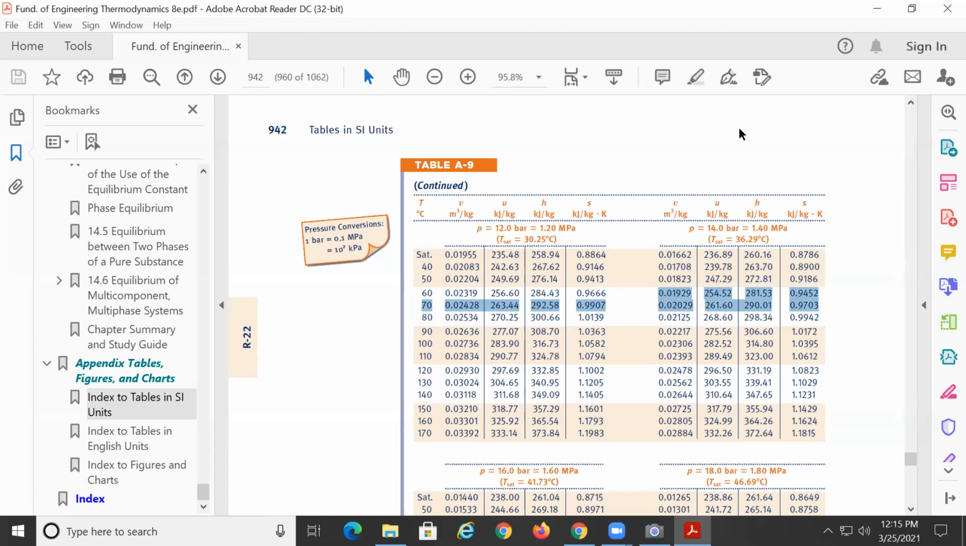Let me write over here S sub A would be 0.9452. S sub B will be 0.9703. H sub A 281.53. H sub B 290.01.